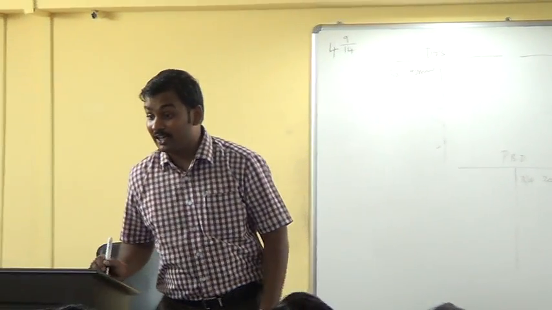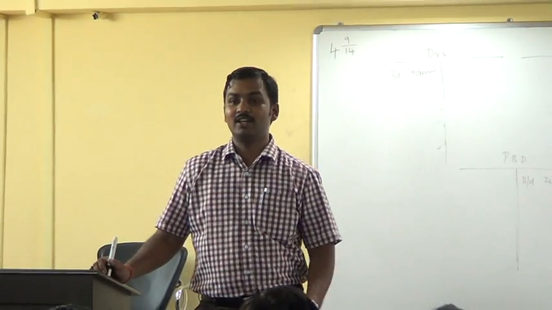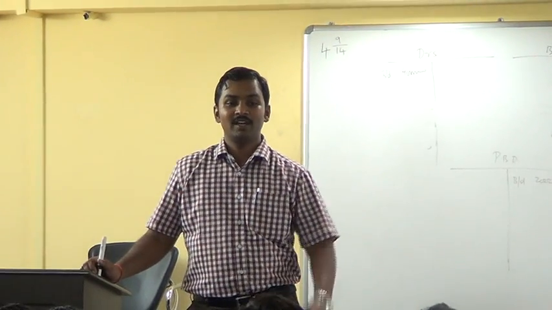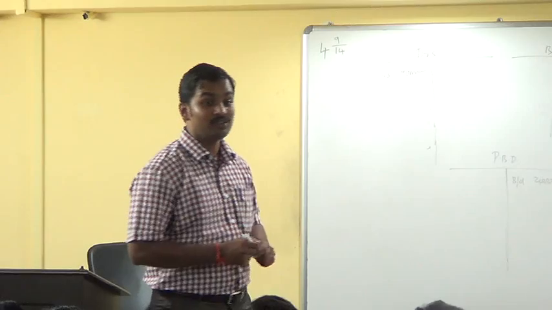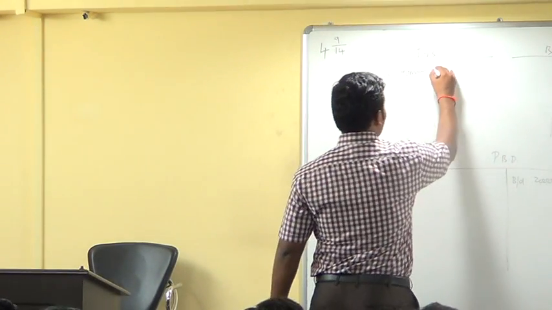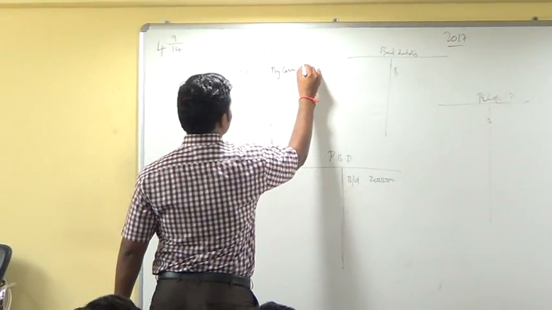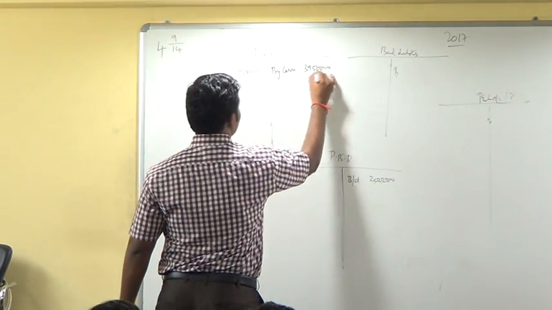How much we are able to collect? 39 lakh 50,000. What is the entry when you collect 39 lakh 50,000? Cash or bank account or debtors account. By cash. 39 lakh 50,000.